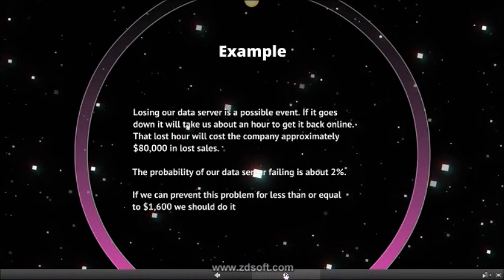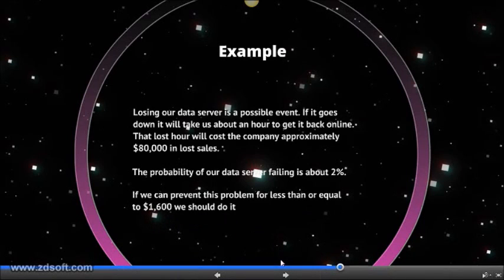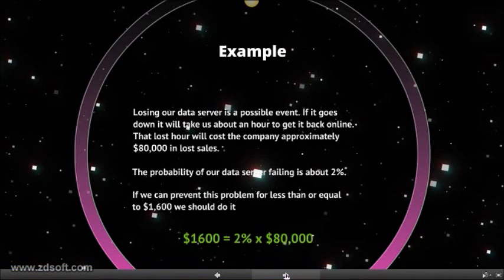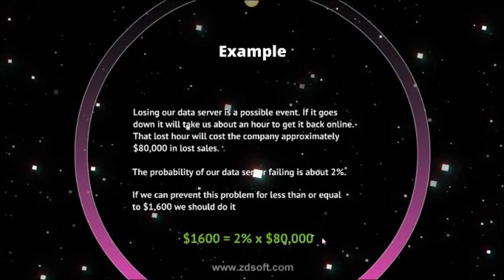If we can prevent this problem for less than or equal to $1,600, we should do it. Now, where did that $1,600 come from? The $1,600 is 2% of $80,000. Well, now, when you look at this, you're going to say something's wrong here, because if I can prevent $80,000 worth of failure or of lost opportunity for only $1,600, I absolutely should do it. Shouldn't be a question. If I could do it for $20,000, it shouldn't be a question.